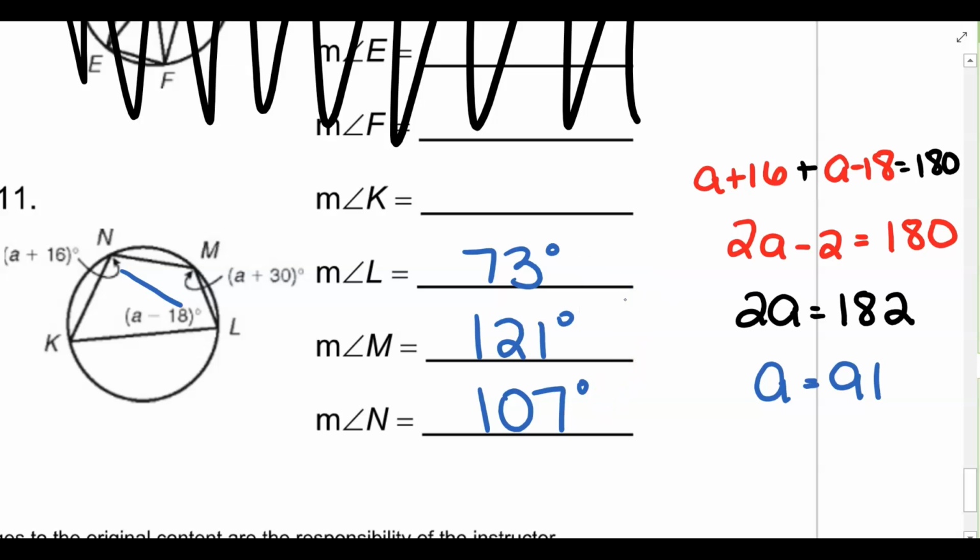And now if I subtract all 3 from 360, I should get angle K. That gets me 59 degrees, which does in fact end up being supplementary to 121, so that works out.